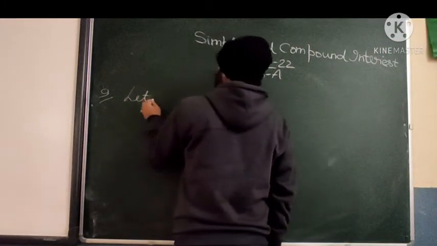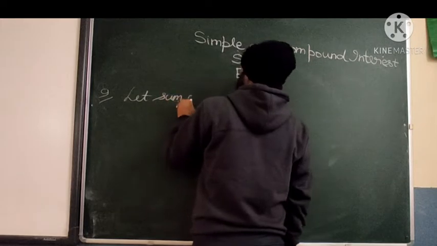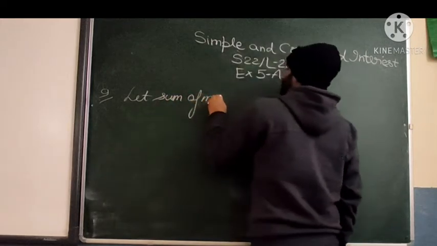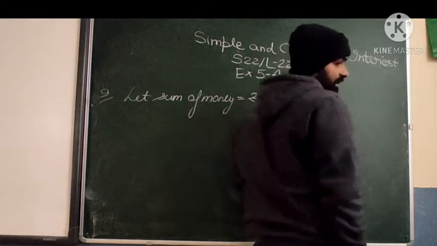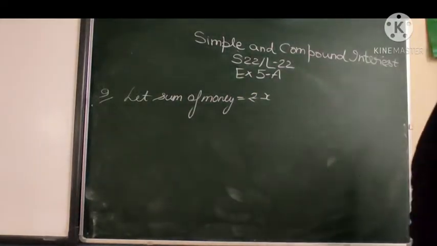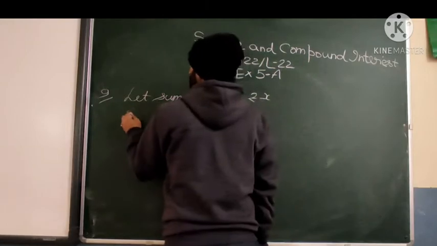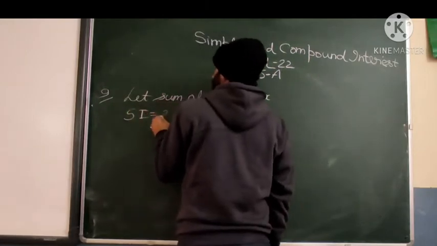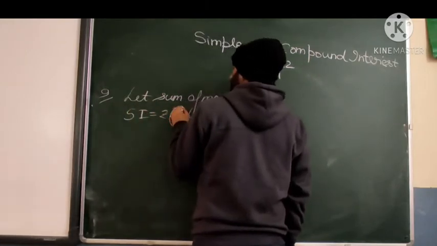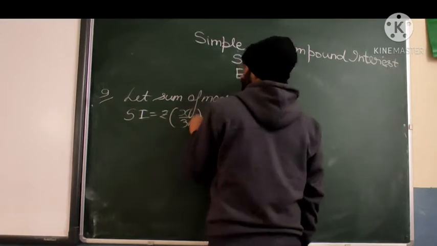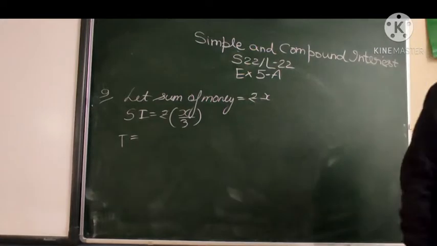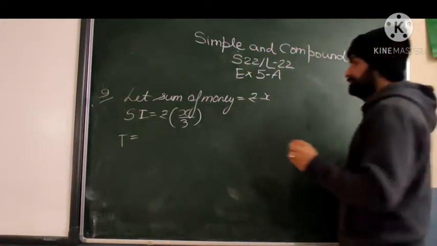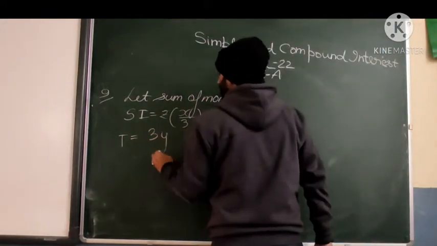Right here, sum of money equal to rupees X. And what is the question saying? Simple interest is 1/3, so SI equal to rupees X by 3. Time is how much? Time is 3 years.